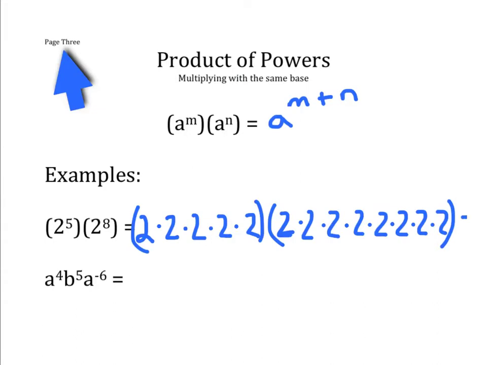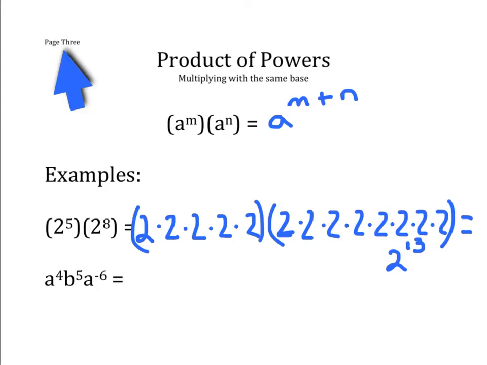When we add all those together, we have how many 2's altogether? We have 13, which is the same thing as 2 to the 5th plus 8. So 2 to the 5 plus 8 power, so that would be 2 to the 13th.